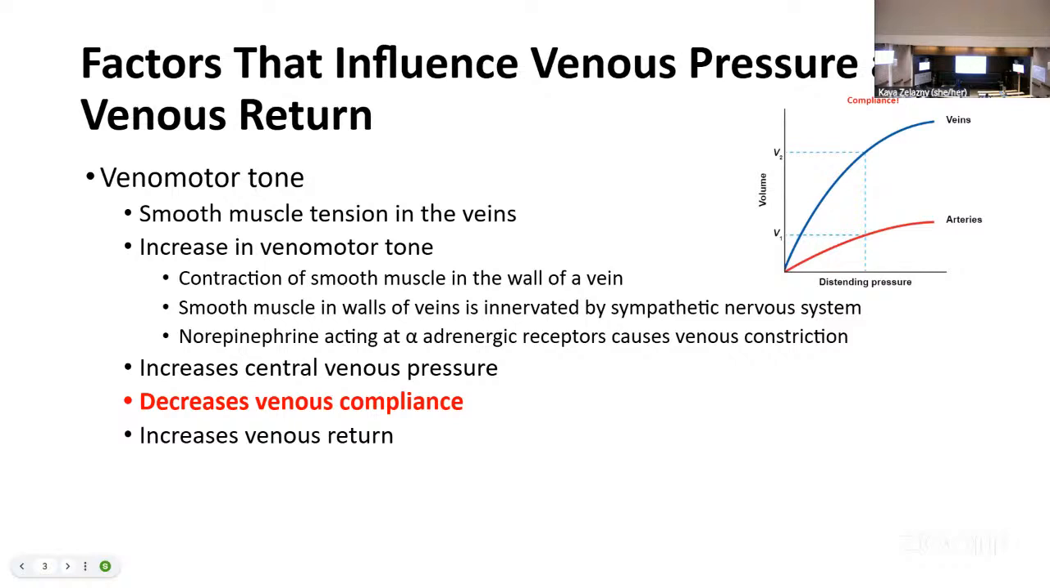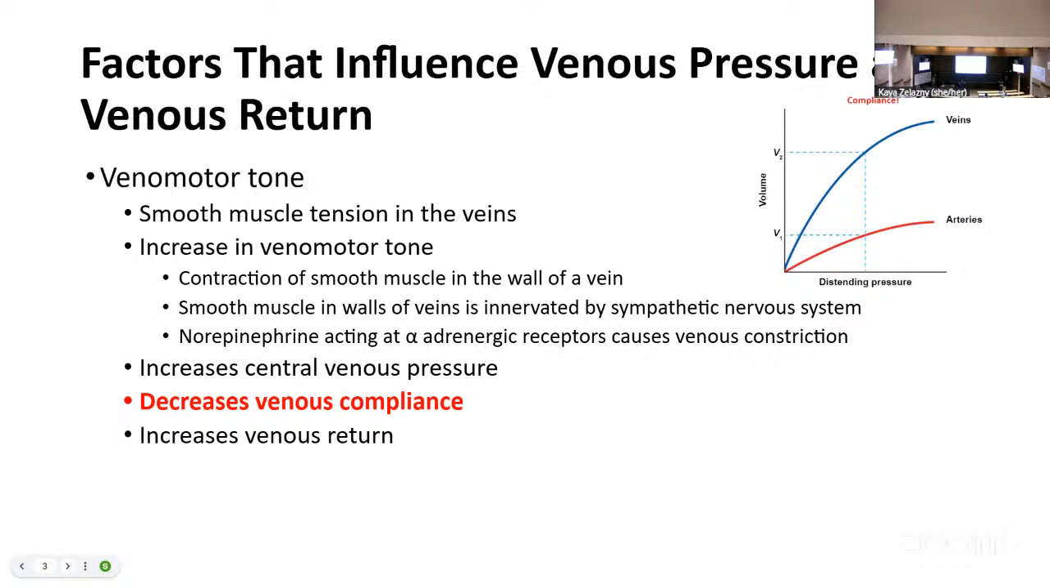So we have smooth muscle around the veins. So we do have tone around the veins. That's what our venomotor tone is. And we want to link this up to our idea of compliance. Okay, so I popped in a little reminder figure here from one of your previous slides.